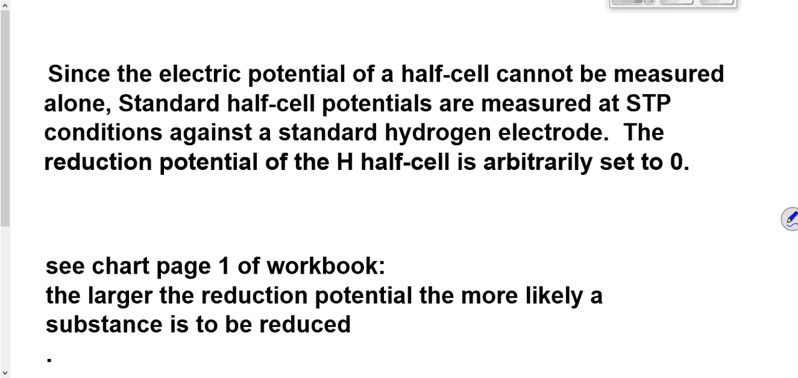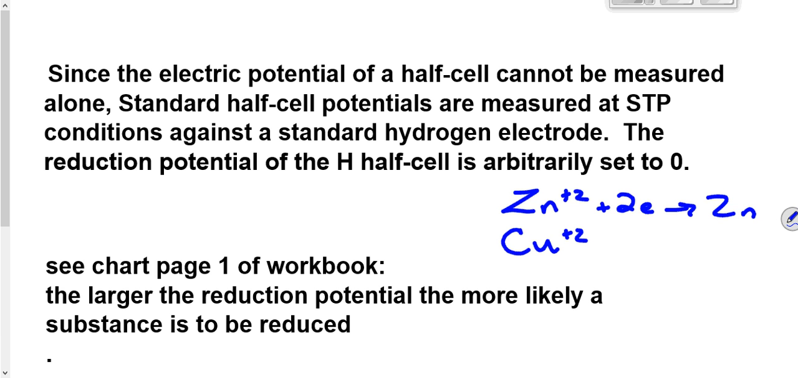So for example, the zinc half cell is listed as zinc plus 2 gains 2 electrons to form zinc metal. The copper cell is listed as copper plus 2, if it gets reduced, will gain 2 electrons to form copper metal. So any metal or substance can be reduced. It really depends on the nature of the cell beside it. The reduction potential for the zinc we discovered was negative 0.76, and for the copper was positive 0.34.